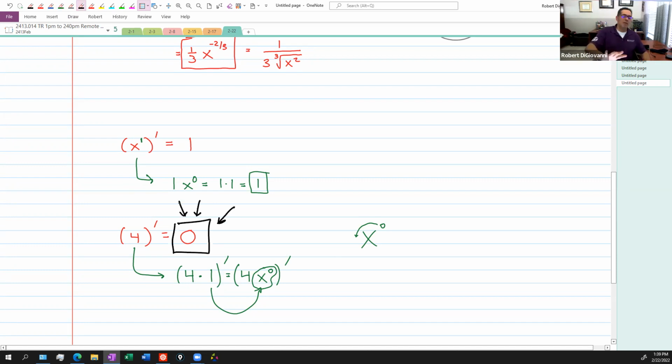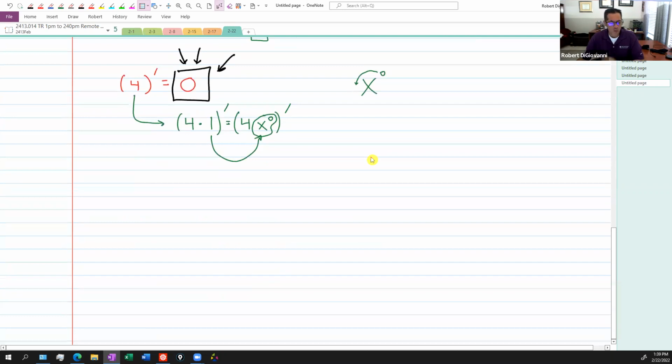Now, all you need to really remember is that the derivative of a constant is 0. Any constant is 0. The derivative of x is 1. And then the derivative of x to a power is the power rule: the power comes out, and you subtract 1 from the power.